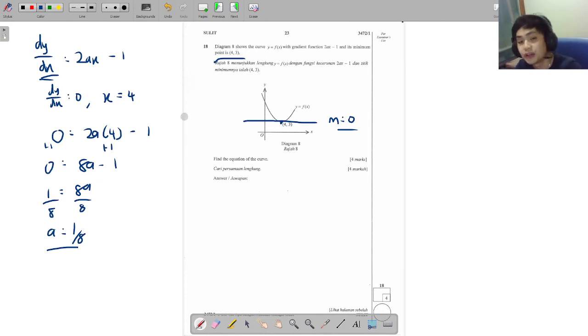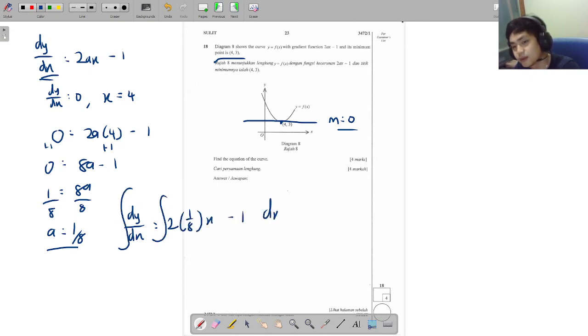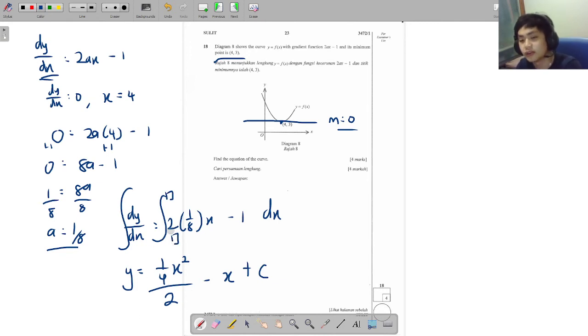So find the equation of the curve. Since we know a already, to find the equation of the curve, we just need to integrate. So we take the original equation, dy/dx equals 2 times 1 over 8 x minus 1. Integrate both sides with respect to x. So y equals 2 times 1 over 8 is 1 over 4. So 1 over 4 x to the power of 2, power increases, divide by 2, minus x plus c. We add the c because there's no limits here, right? Integration without limits, or indefinite integrals, we have to add the integration constant. We have a coordinate to work with here, so we can solve for c, similar to how we do for straight lines.